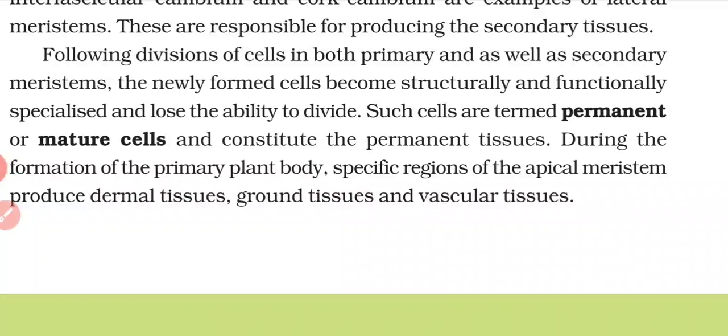Now, during the formation of primary plant body, specific regions of apical meristem produce dermal tissue, ground tissue, and vascular tissue. After the apical meristem divides, new cells are formed, and certain parts of these cells will form the dermal tissue, few of them will form the ground tissue, and few will form the vascular tissue.